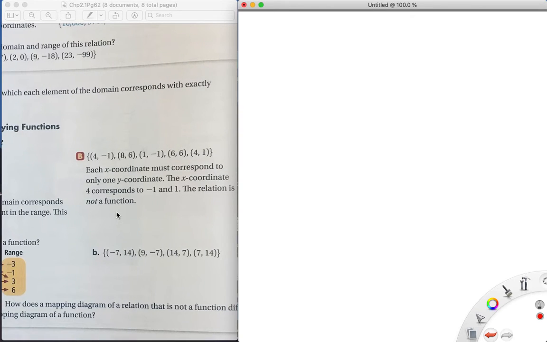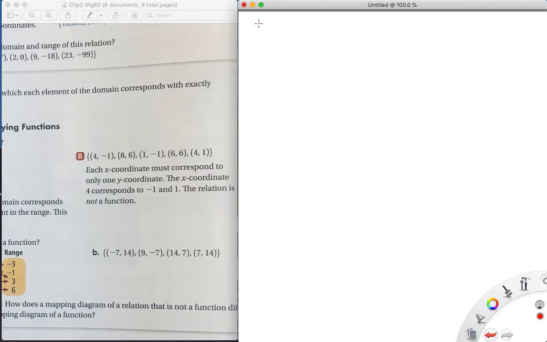This one is not a function. If we look at it, we have 4 to -1. We also have 4 to 1. So I have one input, or one domain, with two outputs. One domain can only have one output. In this case, I have two outputs for one domain. This is not a function. Notice I didn't talk about the 8 and the 6. We can have the same y's. We can't have the same x's.